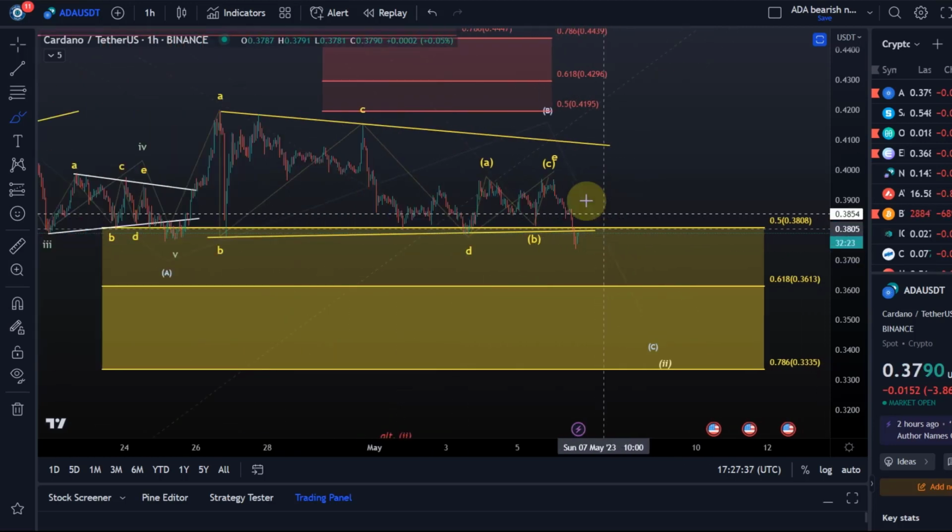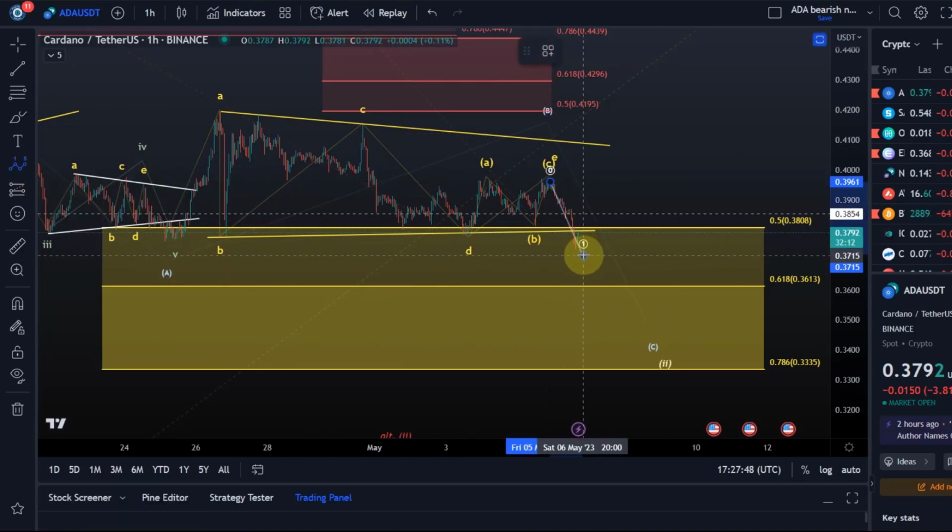Now we need to be watching a few things, because the idea is now that we are in the C wave to the downside. That would be a 5-wave move. It would unfold again in 5 waves. We are looking for something like that: 1, 2, 3, 4, 5.